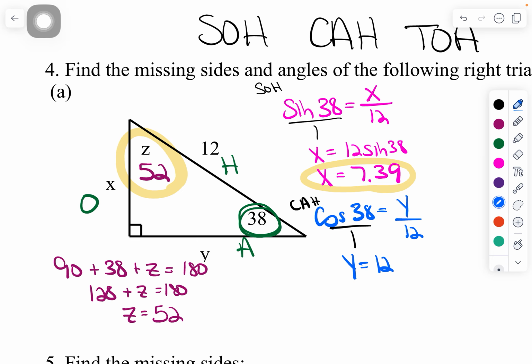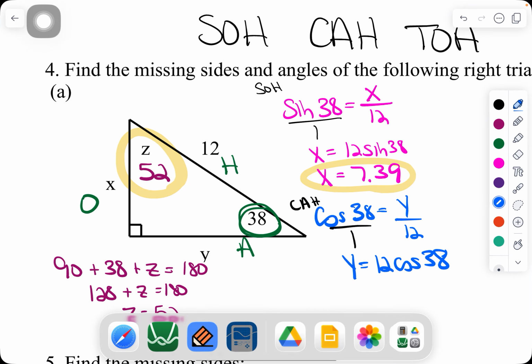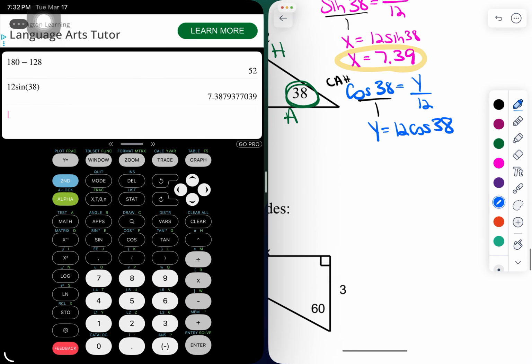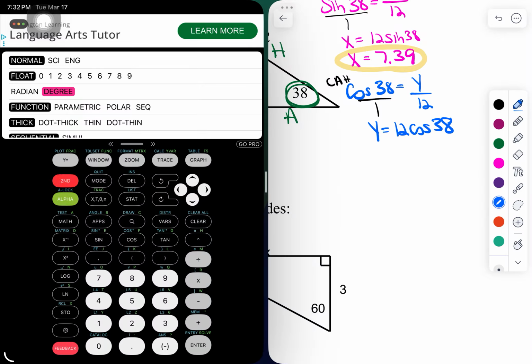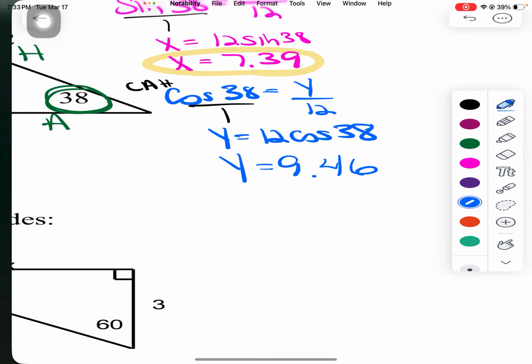Y is equal to 12 cosine of 38. There, no, that's not my calculator. I thought the calculator was still over there. All right, calculator time. So 12 cosine of 38 degrees. It's still going to be in the right mode, but you can always double check. And then check it. Y is equal to, round it off to a couple decimal places, 9.46, because it would round up.